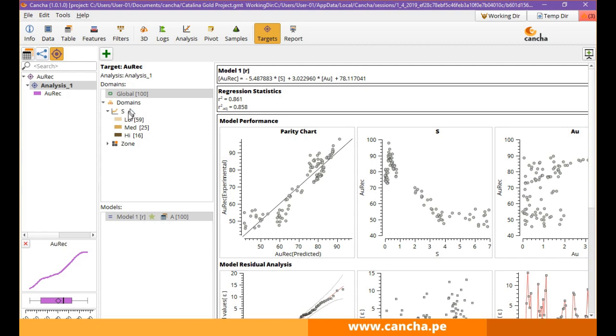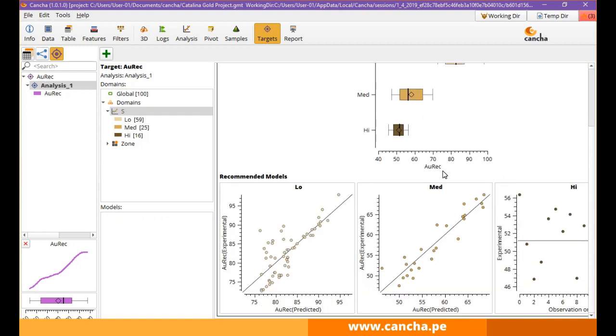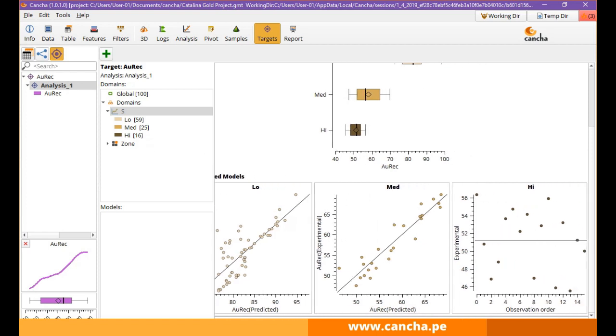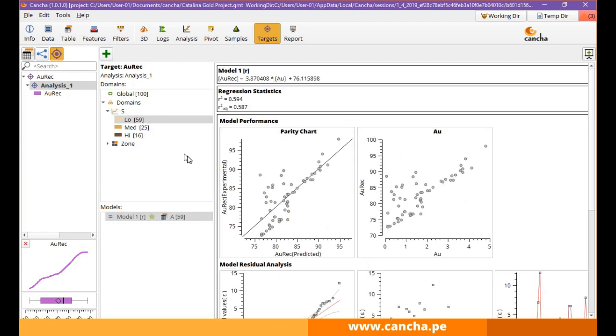So first of all, by domaining by sulfur, low, medium, high grade sulfur, we can end up with this separation. So we can say, okay, the low and the medium ones seem to have quite a lot of data and only 16 values in the high. And it's giving us formulas for each of these and a constant value for the high one. So let's have a little look.